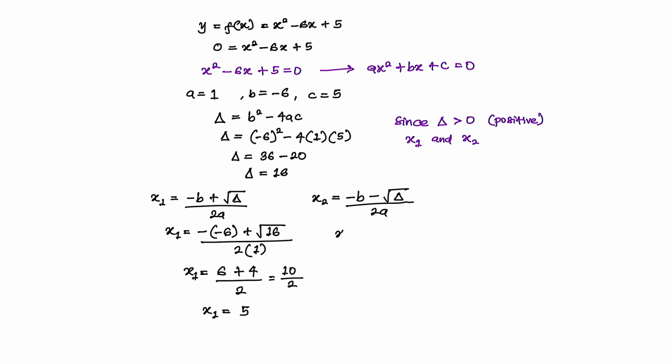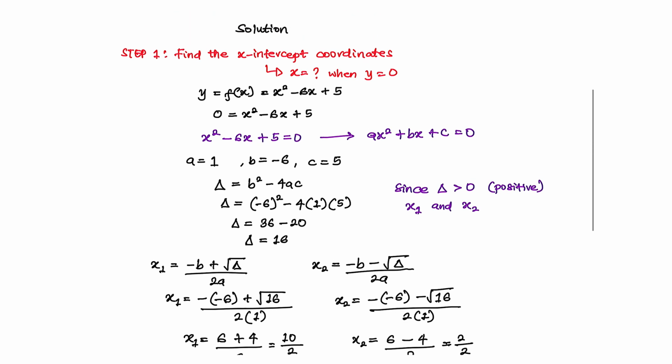And for the second x, x2 equals negative b, which is minus 6, minus square root of delta, which is 16, divided by 2 multiplied by 1. Simplifying, we have the second x equals positive 6 minus square root of 16, which is 4, divided by 2. Simplifying, 6 minus 4 is 2, divided by 2. So the second value of x equals 1. So this is step 1.